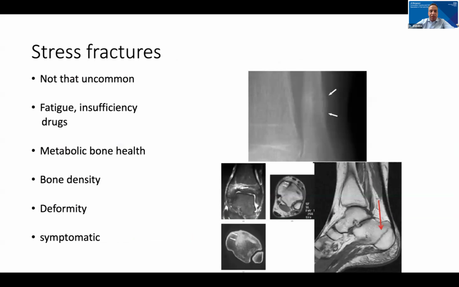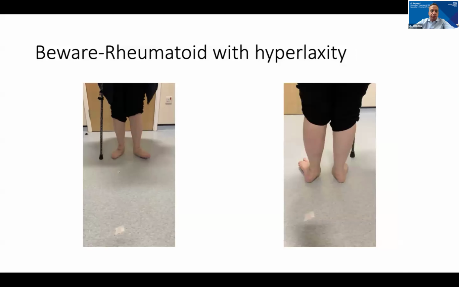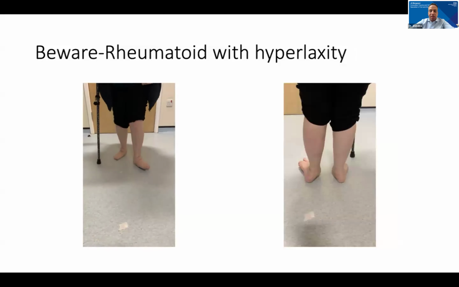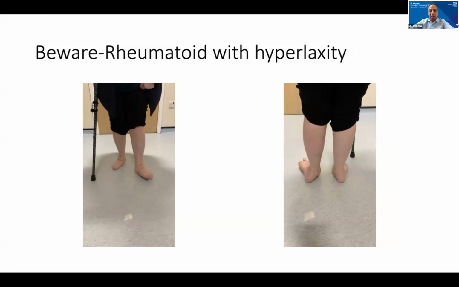This is again stress fractures. Look at the bone density, look at the metabolic bone health. Why is the fatigue and insufficiency happening? Are they on any particular steroids or anything that is contributing to it? Here's a case example with a varus ankle and stress fracture, which you can do with bone grafting and plating. One of the conditions that you have to be really particularly careful about is the rheumatoid with hyperlaxity.